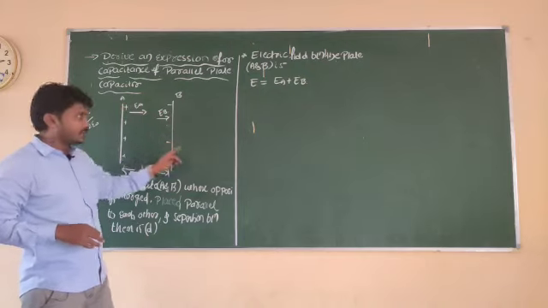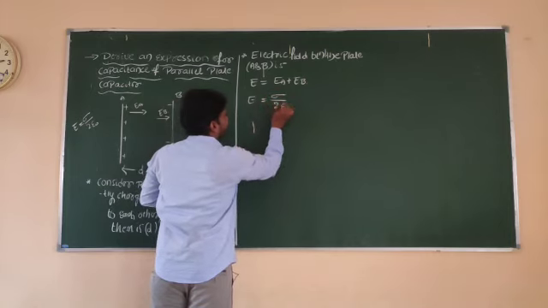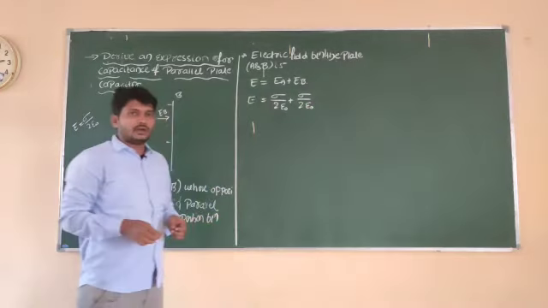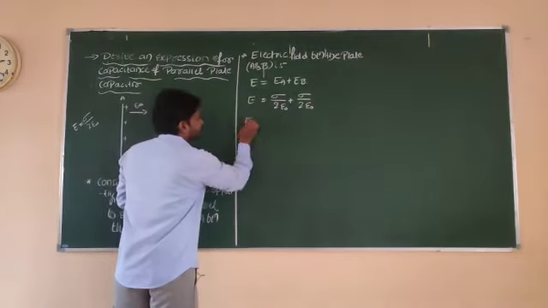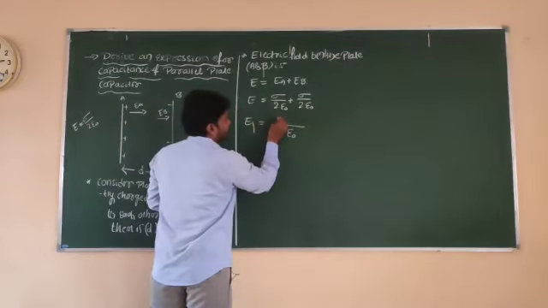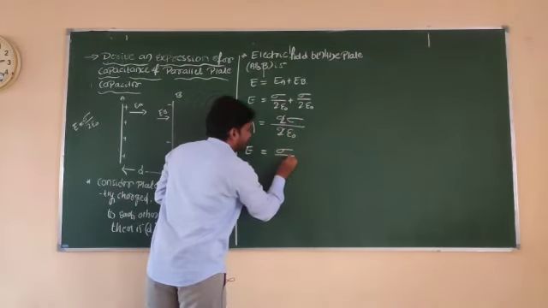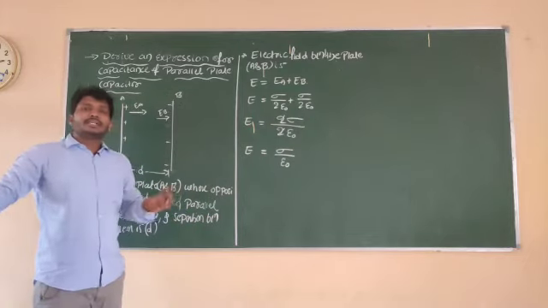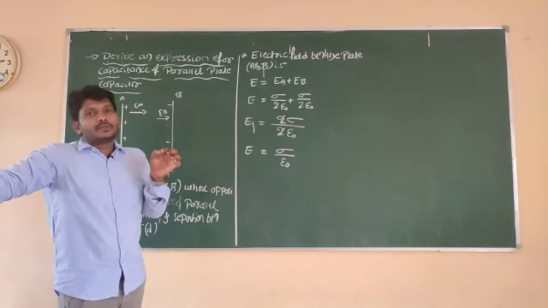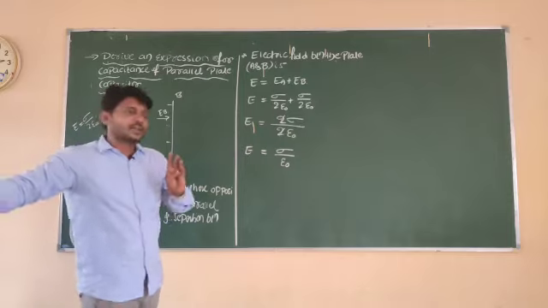Here two plates are there. For a single plate, what is the equation? Sigma divided by 2 epsilon naught plus sigma divided by 2 epsilon naught. Hope you understand. Next step, 2 epsilon naught, if I take the LCM, sigma plus sigma, that is 2 times sigma. So electric field E is equal to sigma by epsilon naught, where sigma represents the surface charge density. Surface charge density is nothing but charge per unit area.